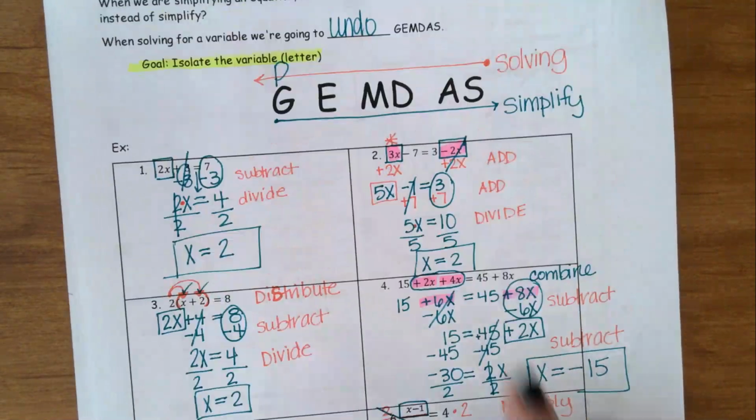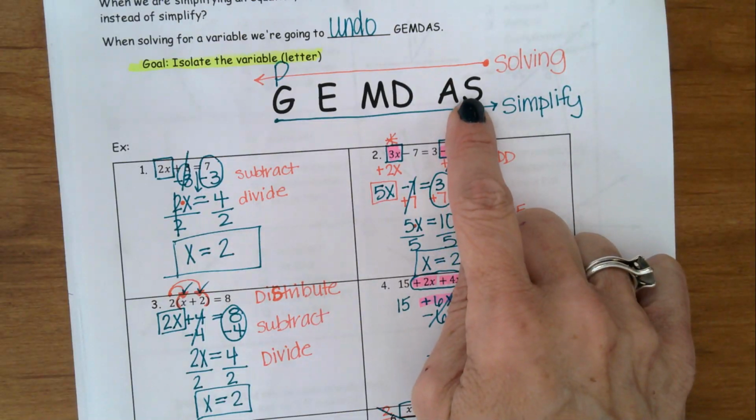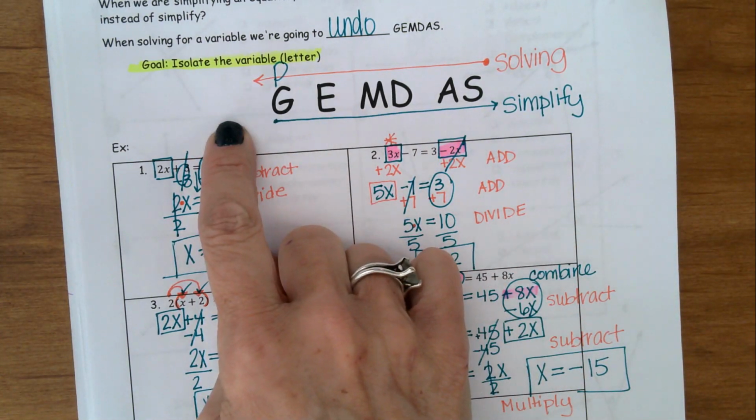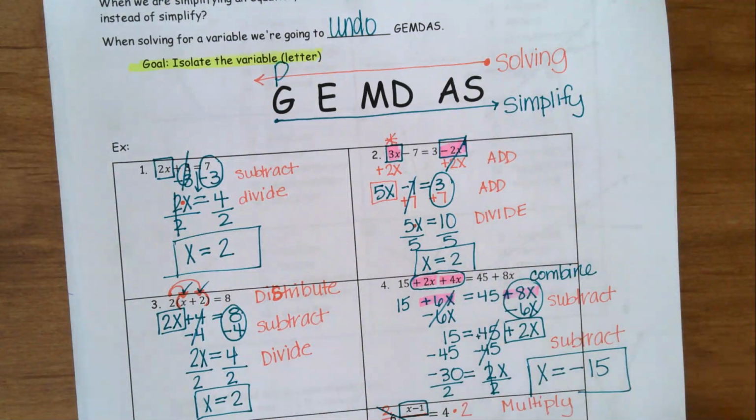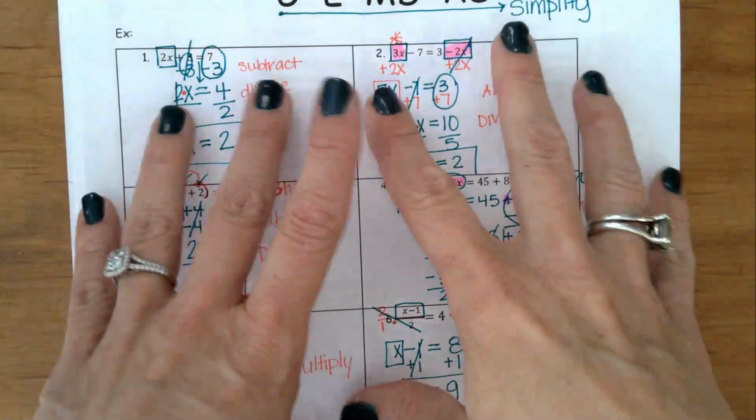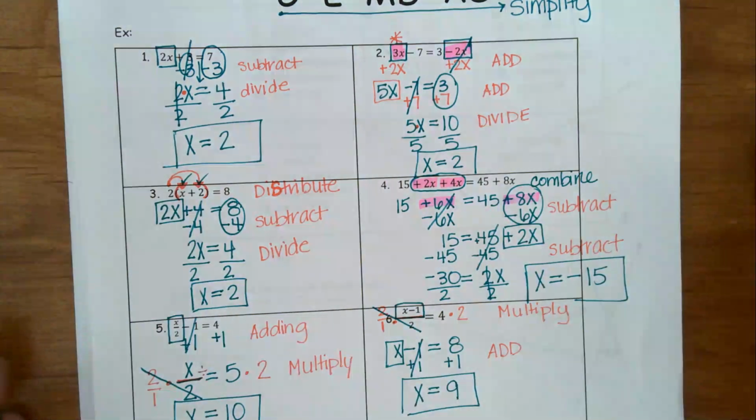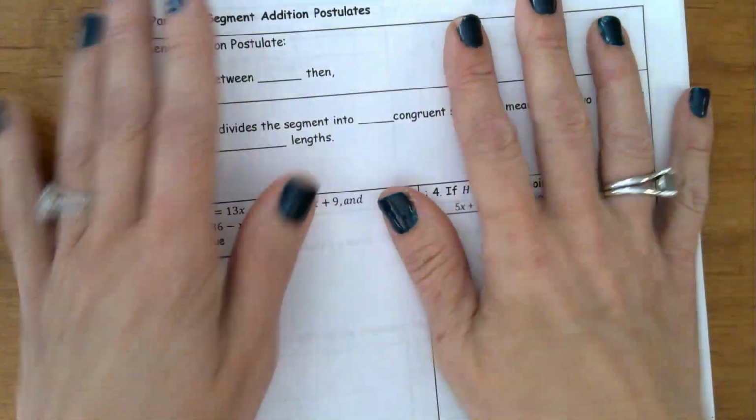So do you see how we started here with subtraction and addition for most of them, and we worked this way? We went backwards. And that's what you do when you solve. So we have to use these skills for today's geometry part. Okay, let's go to the next page. Now the geometry begins.